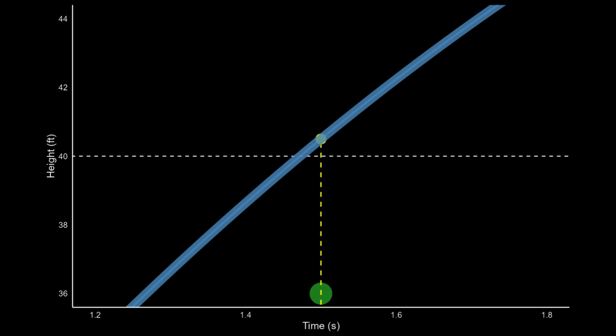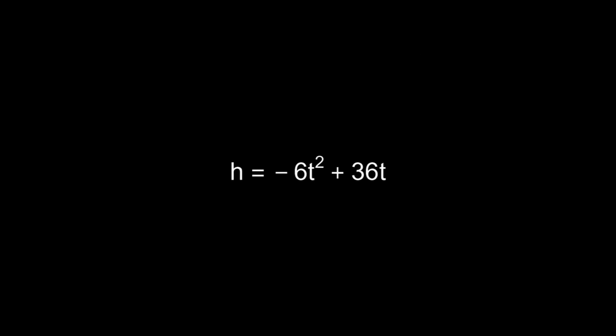Behind every parabola is an equation. For our golf ball, this is the exact rule. Height equals -6 times time squared plus 36 times time. Look closely at this equation. Notice how our variable, t for time, is being squared.